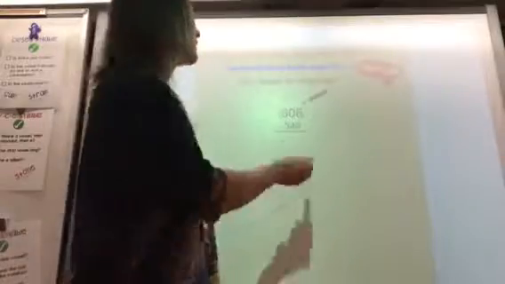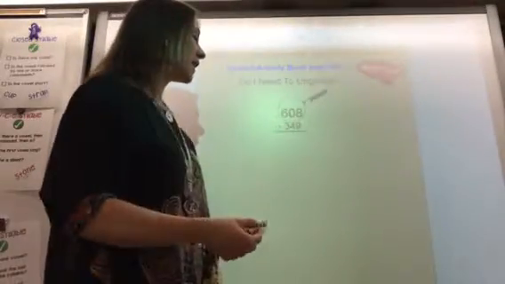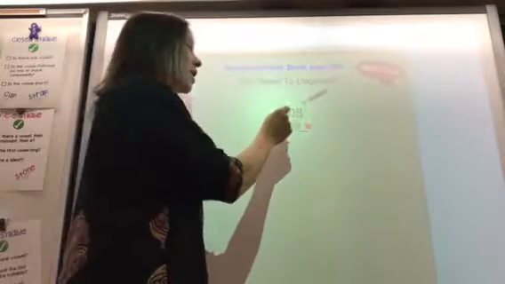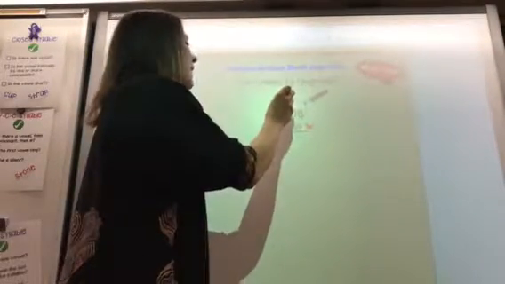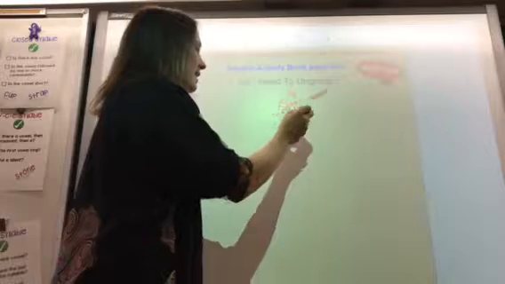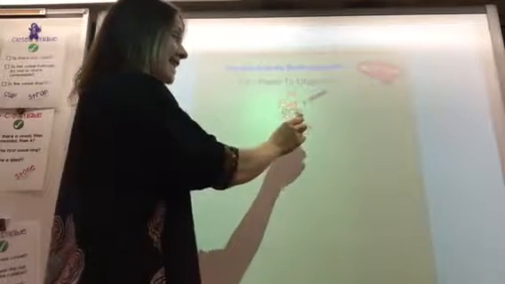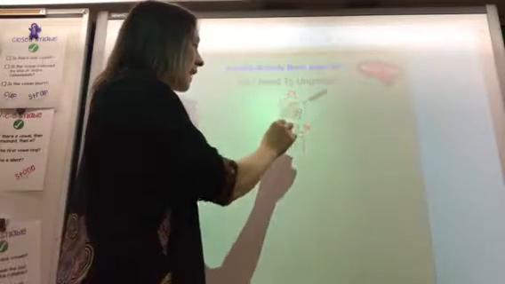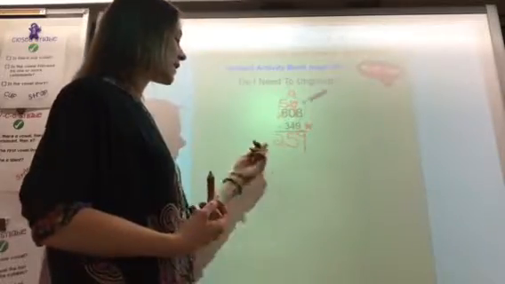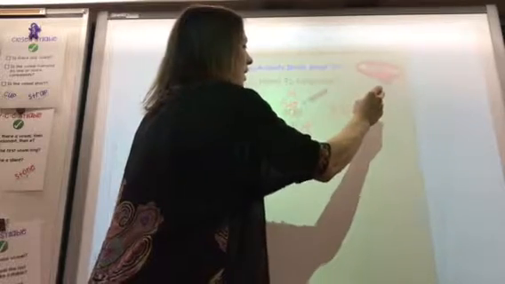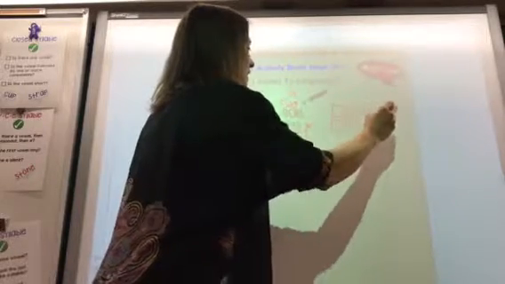Here's another example. Do I need to ungroup? 608 minus 349. 8 is on the top of 9. 9 is bigger. More on the floor. Go next door. Oh, nobody's home. Go next door. Ungroup 100. 6 hundreds becomes 5 hundreds and 10 tens. Ungroup the tens. 10 tens becomes 9 tens. And I add 10 ones. So that's 18 minus 9 is 9. 9 minus 4 is 5. 5 minus 3 is 2. The answer is 259.